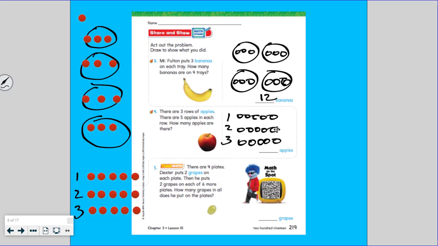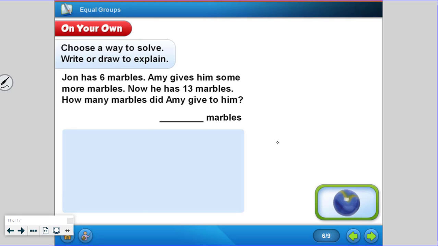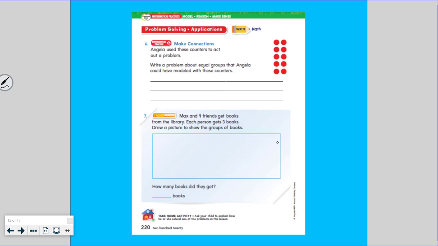Okay, and we're back. And so I'm just going to count by 5s to get my answer. How many apples are there? I've got 5, 10, and 15. And there we go, 15 apples. Let's go to the next page. And we're going to go through the Think Smarter problem, and then I'll tell you your homework pages.